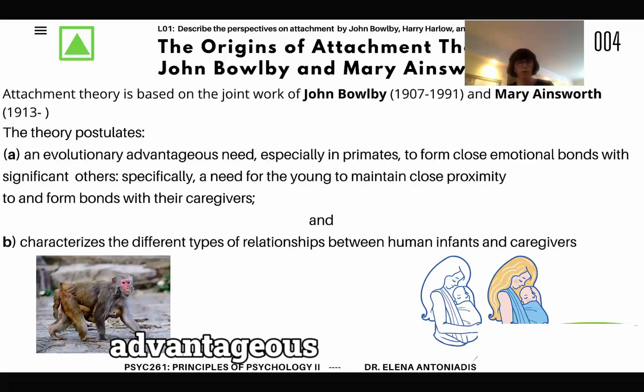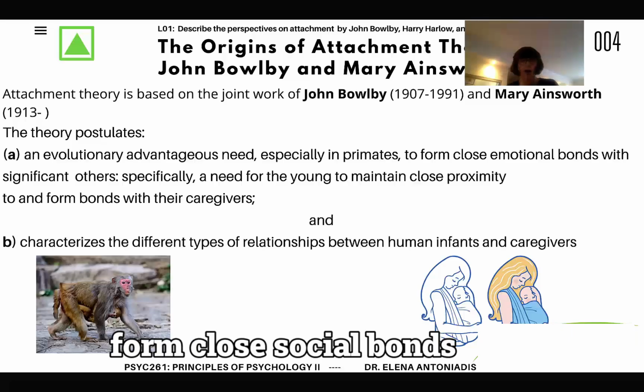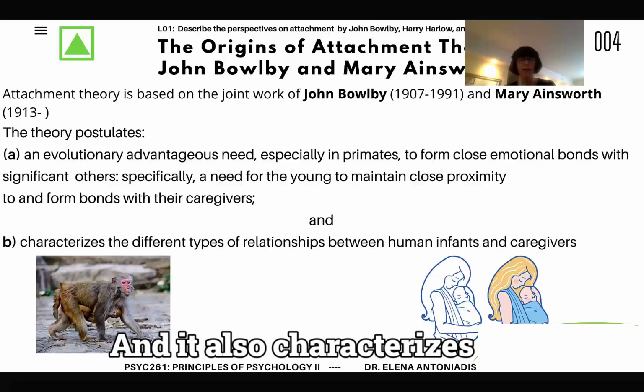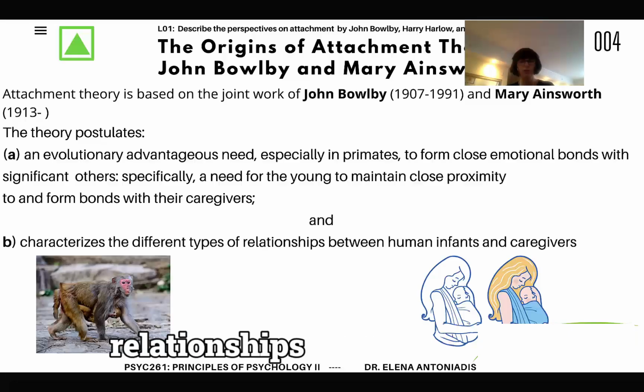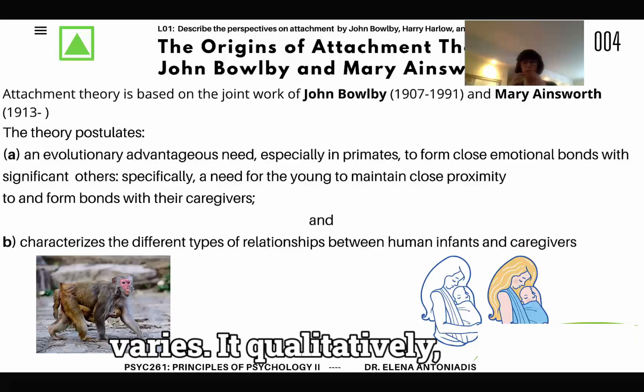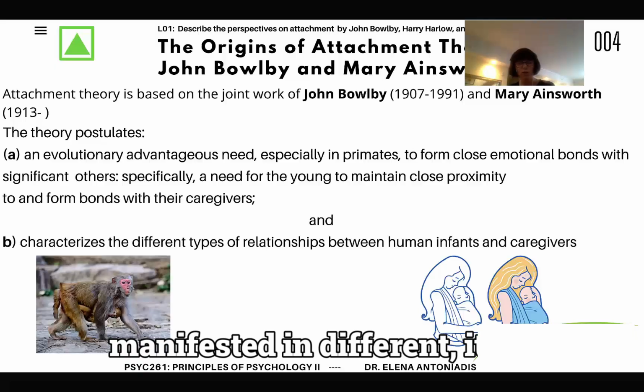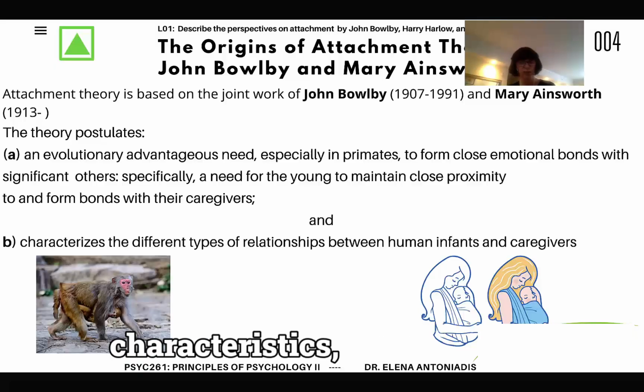So it's an evolutionary advantageous need, especially in primates, to form close social bonds with significant others, specifically a need for the young to maintain close proximity to and form bonds with their caregivers. And it also characterizes the different types of relationships between human infants and caregivers, meaning that it varies. Qualitatively, it takes different forms, different characteristics, as we will see later on with Mary Ainsworth's work.